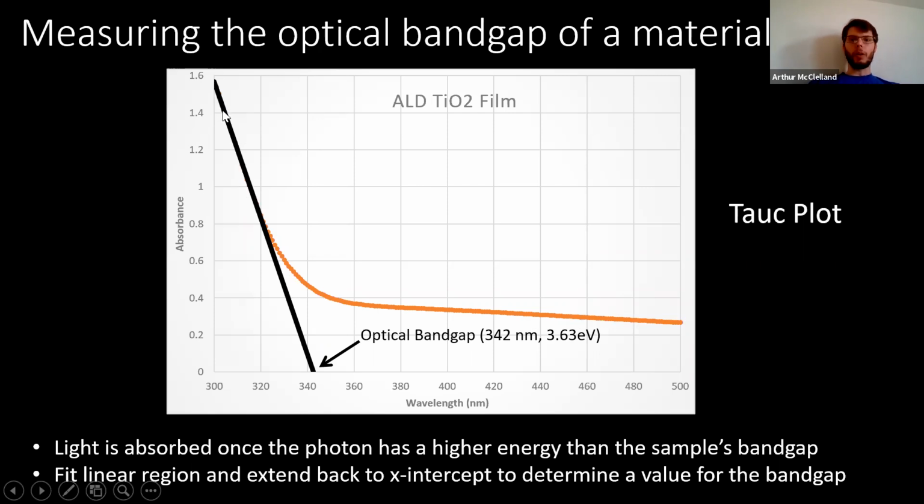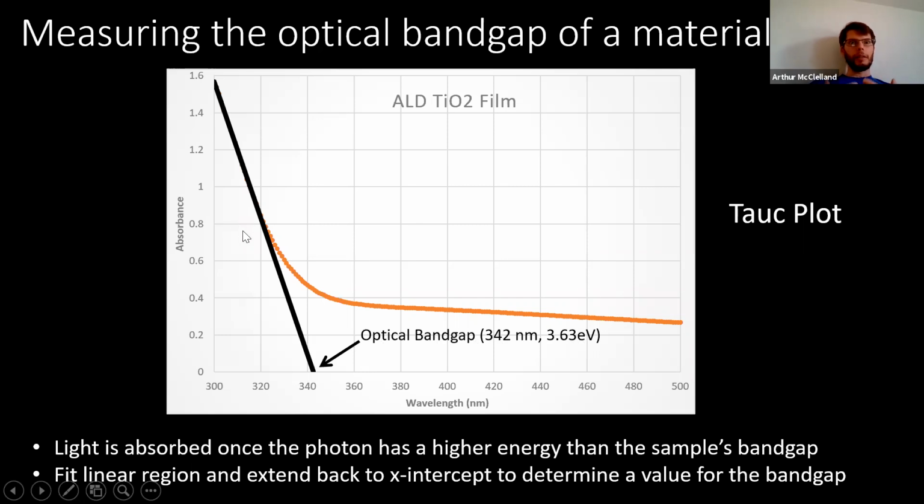This is what's called a Tauc plot, after the guy who first made it. And then if you fit a line tangent to this slope and project it back to the 0, that's what's usually interpreted as the optical bandgap. For this particular film, it was titanium dioxide. The optical bandgap was 342 nanometers, or 3.63 electron volts.